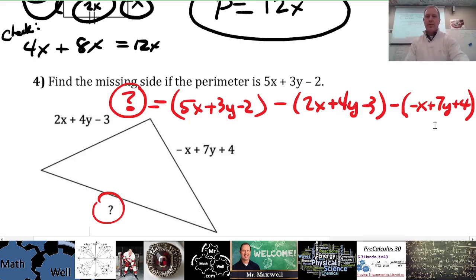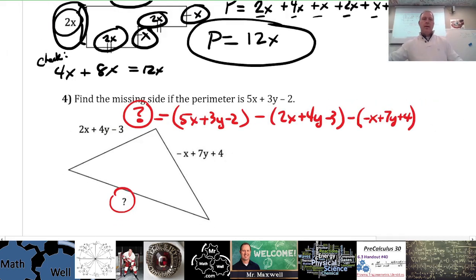I'm zoomed in quite a bit. That's why my pen is so thick. Okay, I'll go to blue here. Okay, so the unknown side is going to be equal 5x plus 3y minus 2.